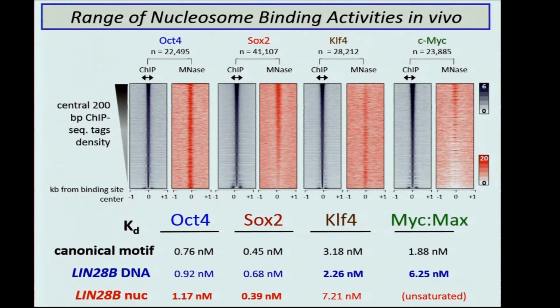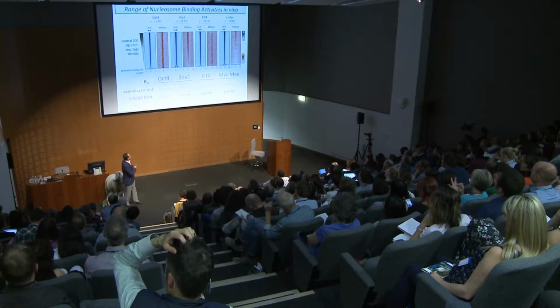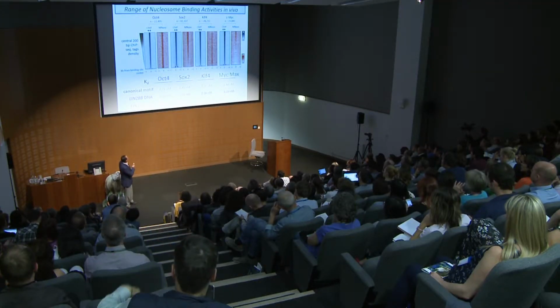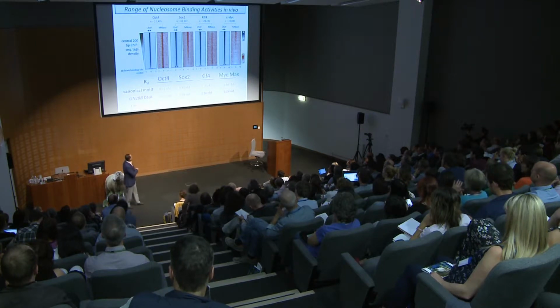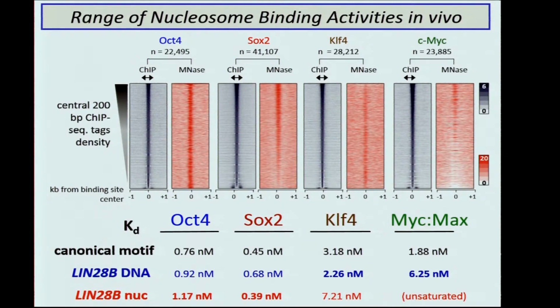To answer that question, we only looked at the sites where these factors bind on their own, meaning they bind at least 500 base pairs apart from each other, so they won't share any nucleosome, and then measured the nucleosome density from MNase-seq data. As you can see, you can almost recapitulate in vivo what happens in vitro. So OCT4, SOX2, and KLF4 all have the ability to bind nucleosomes, while CMYC has very residual activity binding nucleosomes.